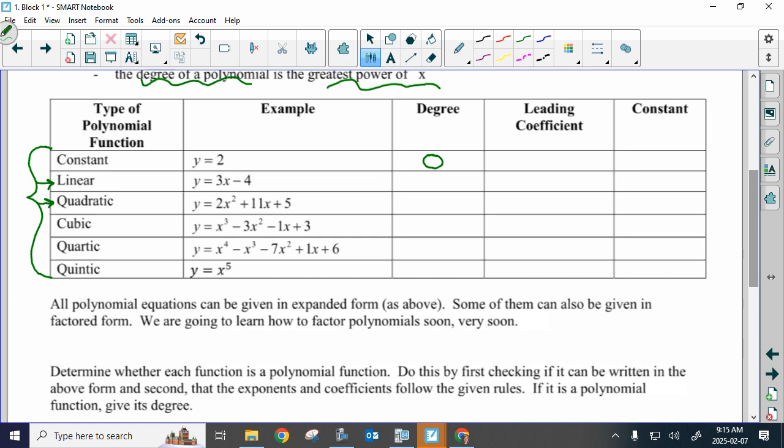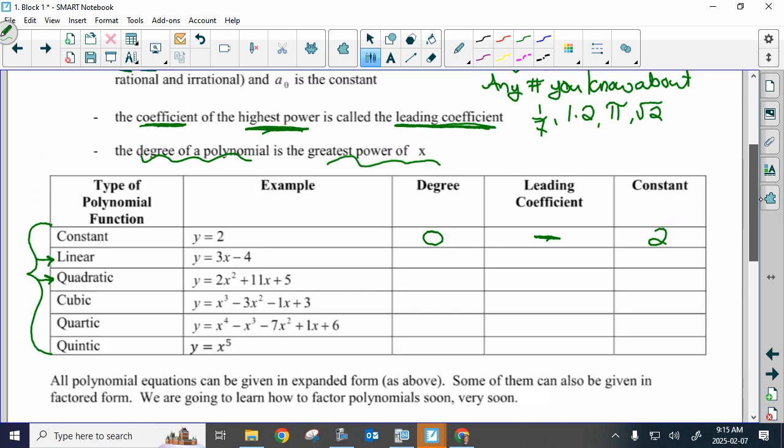Now there is no leading coefficient because by definition a coefficient is attached to a variable. Do you see a variable? No. So this one does not have a leading coefficient. It does have a constant term. A constant doesn't have a variable attached to it. It does have a constant term.